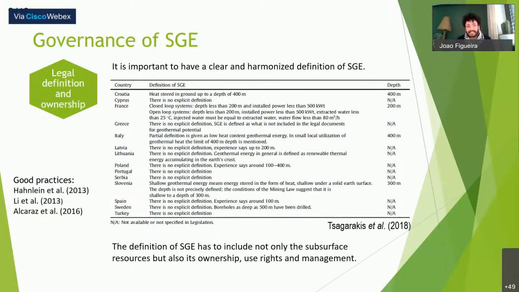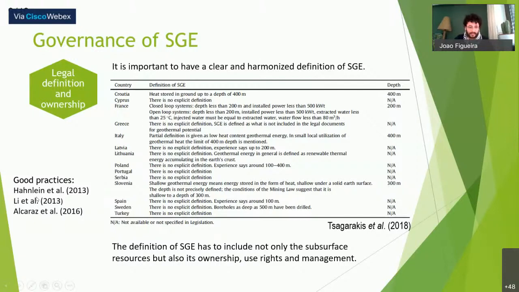So this definition needs to be clear and needs to be harmonized. And we have a lot of different types of definitions here. And this doesn't help the market at all. I can also say that this definition can be done with other parameters. So instead of depth, we have some definitions where we have the installed capacity as a threshold, the system size, or the temperature of the shallow geothermal energy resource. So this needs to be harmonized. And not only that, it has to include the ownership of the underground space. And this is a question, as I said before, that we need to focus on more and more.